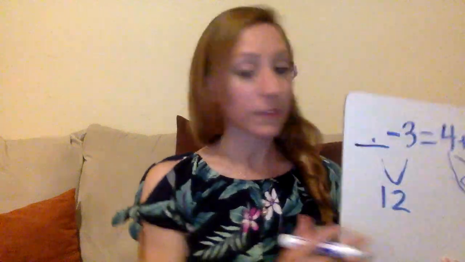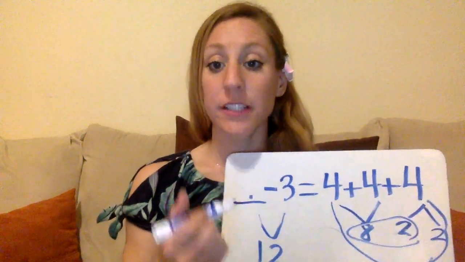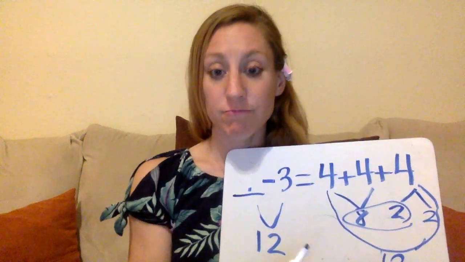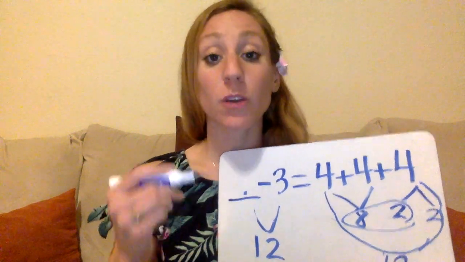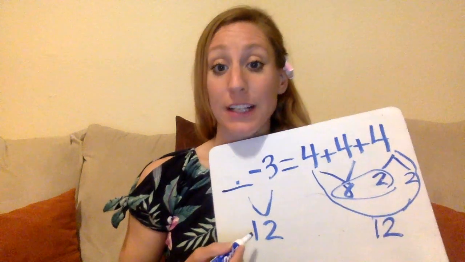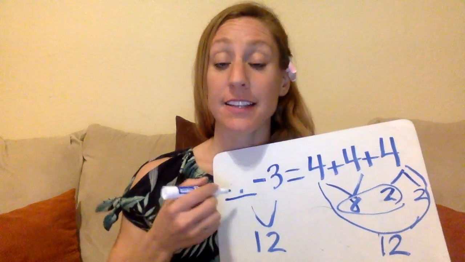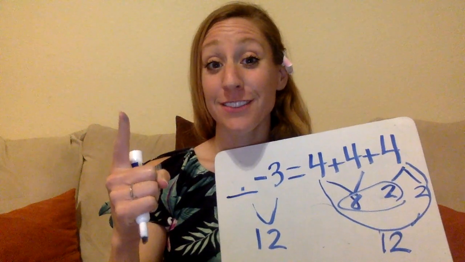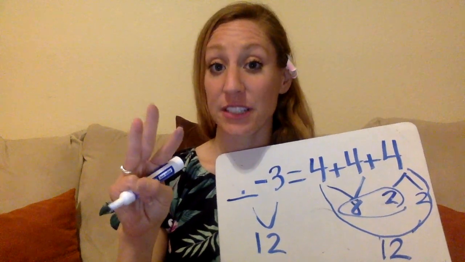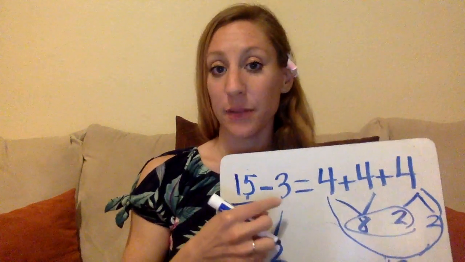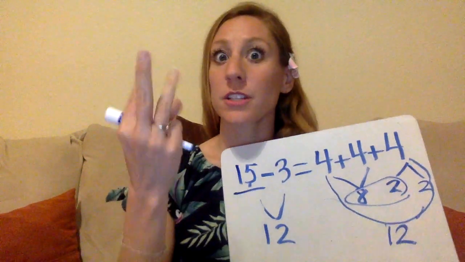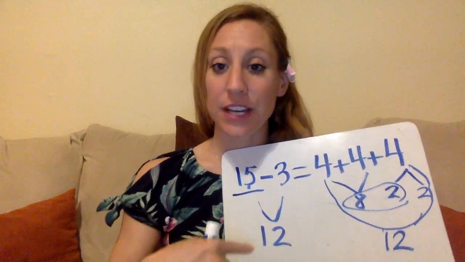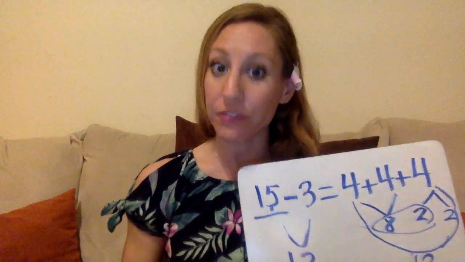So, something minus 3 equals 4 plus 4 plus 4. So this whole side needs to make 12. So I can start at 12 and add 3 more to get to my starting point. So 12, 13, 14, 15. Let's check that out. If I start at 15 and I take away 3, 15, 14, 13, 12. Hey, I end up at 12, and 12 is equal to 12.